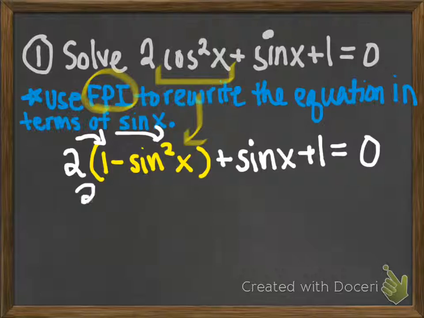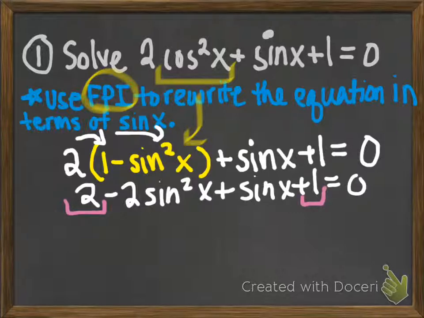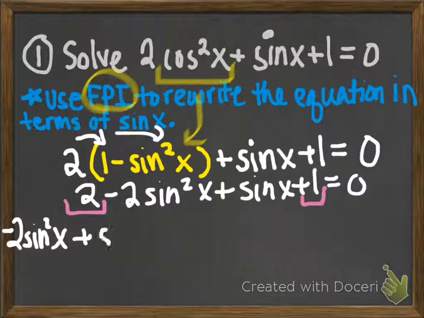So that will go 2 minus 2 sine squared x plus sine x plus 1 equals 0. Okay, and then I'm going to combine my like terms. My like terms are going to be the 2 and the 1, so that's 3. And then I still have my negative 2 sine squared x, plus sine x plus 3 equals 0.